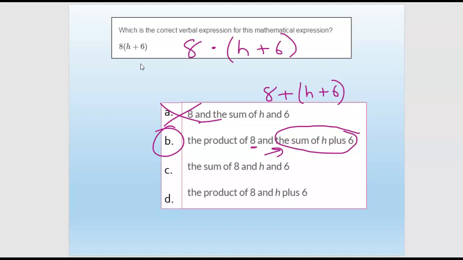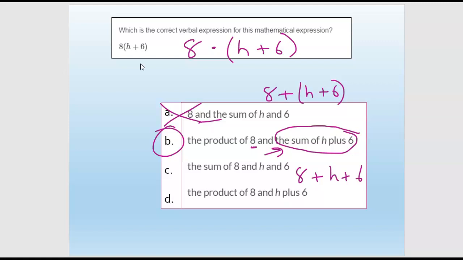Let's just look at C and D though. The sum of 8 and h and 6, I think I would just do this. If I were trying to write down this expression, h plus 8, 8 plus h plus 6. There's no multiplying there. How about D? The product of 8 and h plus 6.